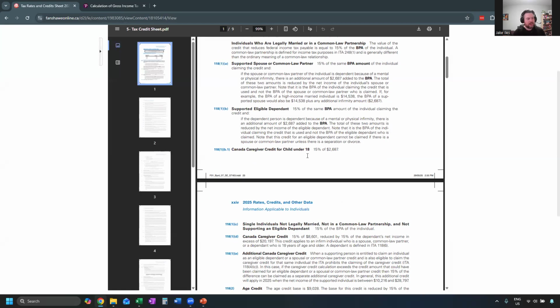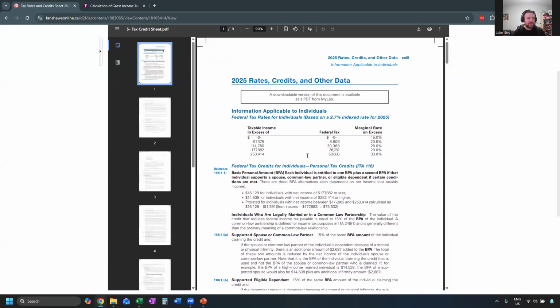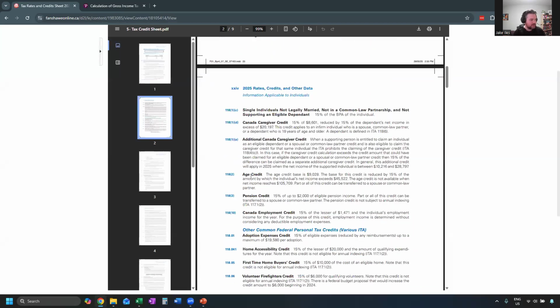And we will be covering a good number of them, not all of them, but this is a great reference sheet. For example, we see the age credit. The age credit base is $9,028, but this credit starts to degrade once a person's net income exceeds $45,000, and it's no longer available once that income reaches $105,000. So that's the age credit, and caregiver credit 8601. Adoption expenses can be 15% up to 19,580. So each credit has a collection of numbers associated with it.